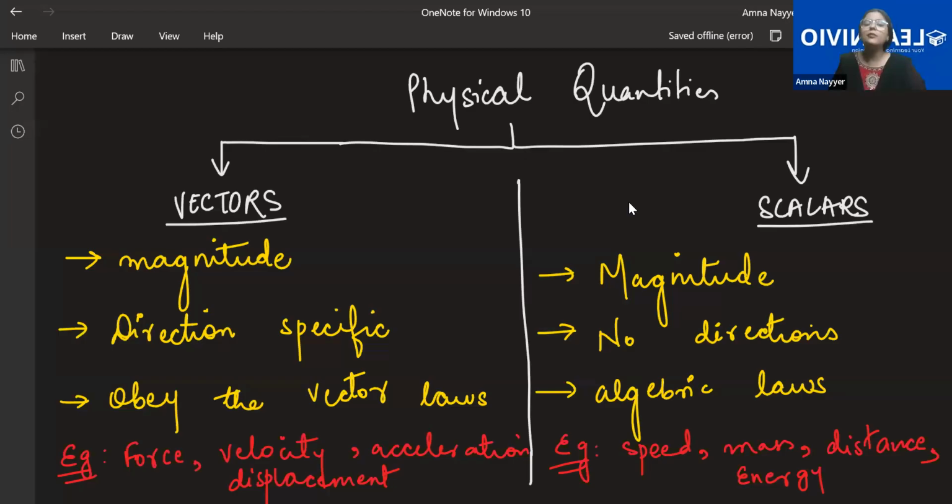So slowly you'll understand more about vectors. I'll start with the vectors right after this. First write it till here, then we'll discuss more. Okay.